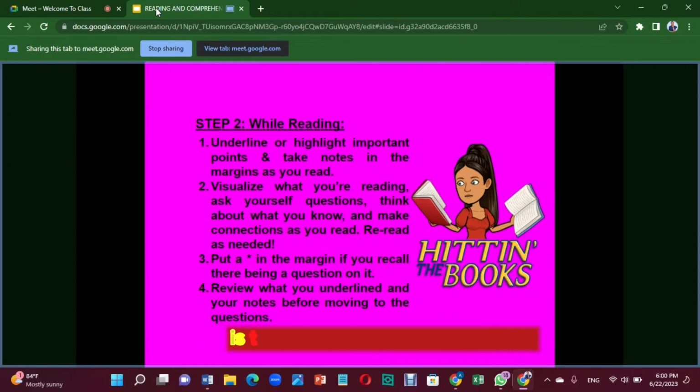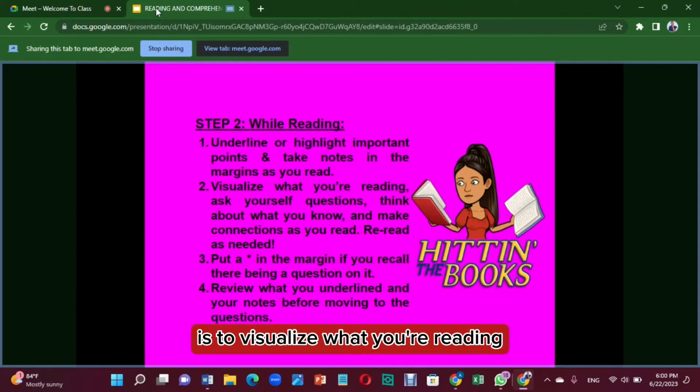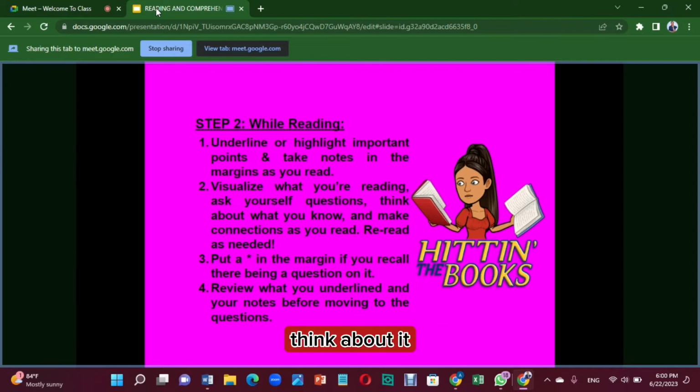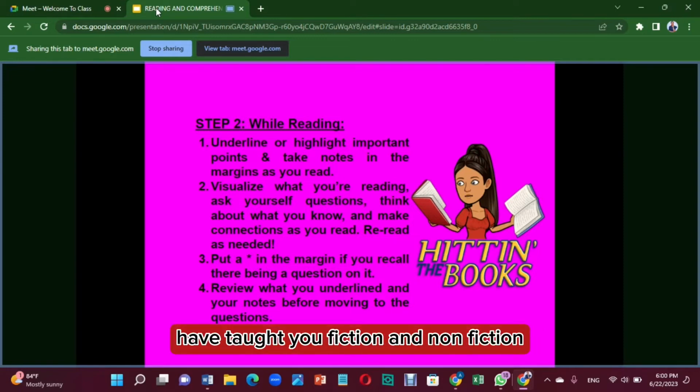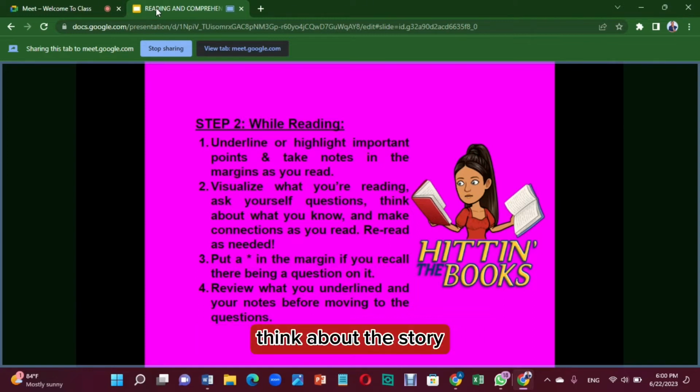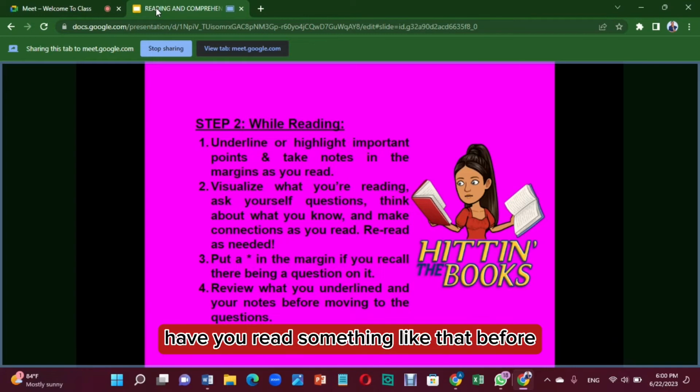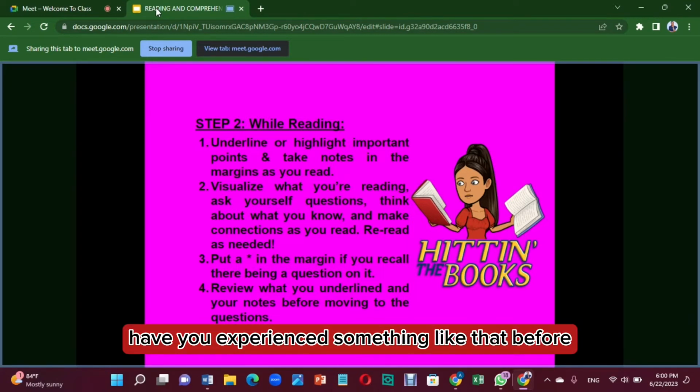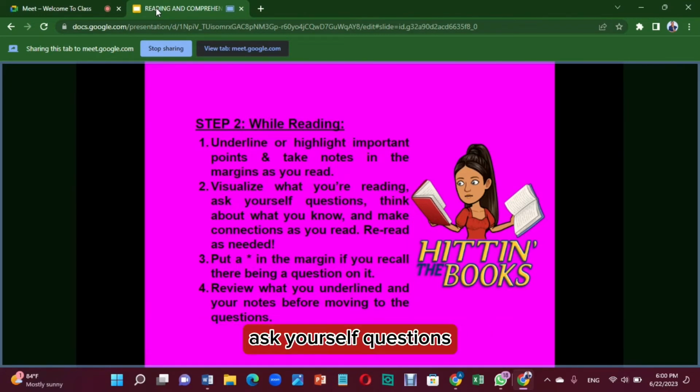Then the next thing to do is to visualize what you're reading. Visualize it. Think about it. I've taught you fiction and non-fiction, so be creative with your thinking. Think about the story. Have you heard that before? Have you read something like that before? Have you experienced something like that before? Ask yourself questions. Think about what you know and make connections as you read. And when you don't understand, please do well to read again.